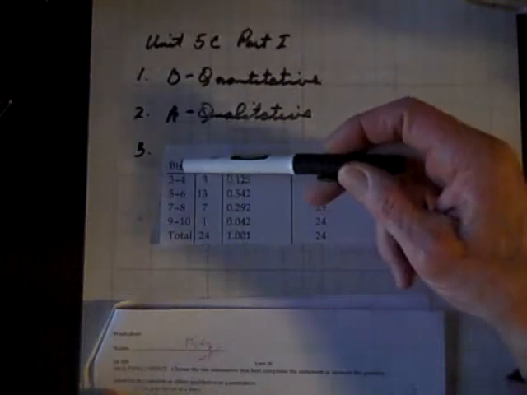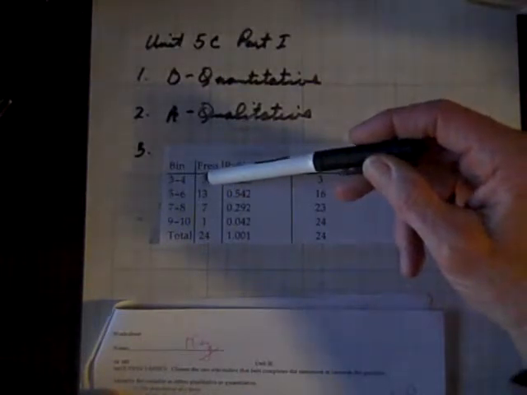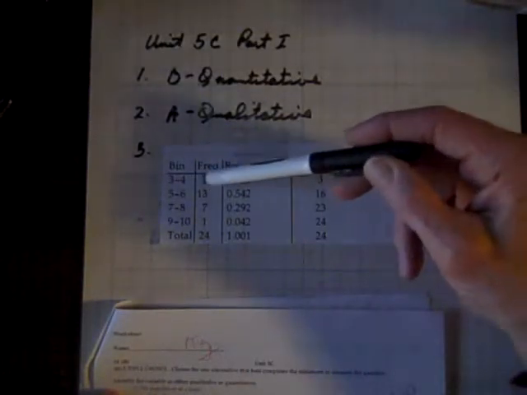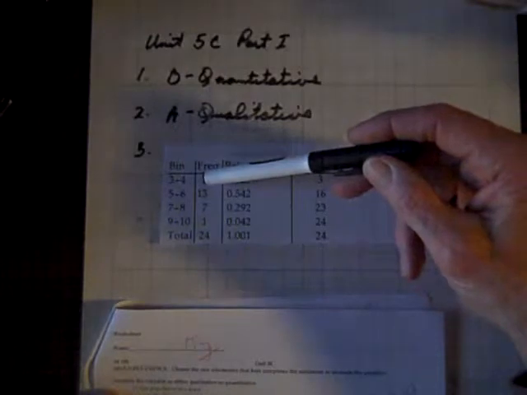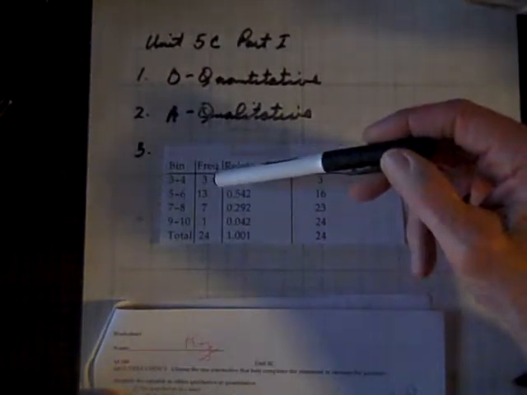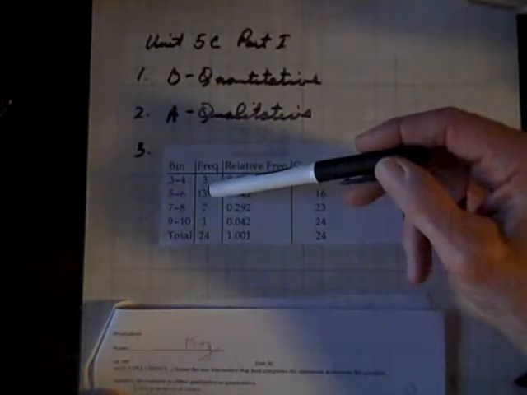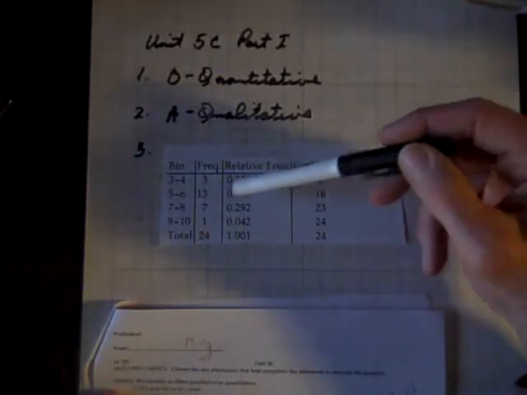So our bin sizes are from 3 to 4, 5 to 6, 7, 8, and so on. The frequencies, when we collect the data, are, there's the 3 to 4 bin, there's 3 incidences of that. The 5 to 6 bin, a lot of people spent 13 incidences of that, and so on.